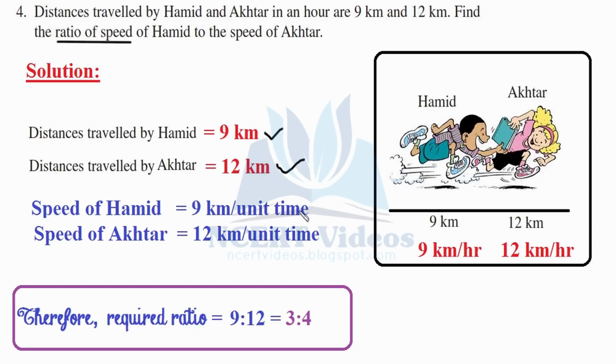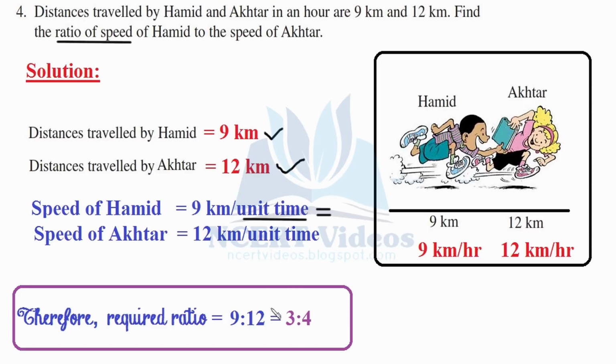Now the speed of Hamid is 9 km per unit time, because units have to be the same in order to make a ratio possible. Therefore, these are equal, they ran for an equal amount of time. Now the speed of Akhtar is 12 km per unit time. Therefore, the required ratio is, when you divide it, unit time gets cancelled out. Similarly, kilometer gets cancelled out, and 9 by 12 is 3 by 4, because 3 3s are 9, 4 3s are 12. 3 by 4 is the simplest form. Therefore, this was the required ratio of Hamid and Akhtar's speed.